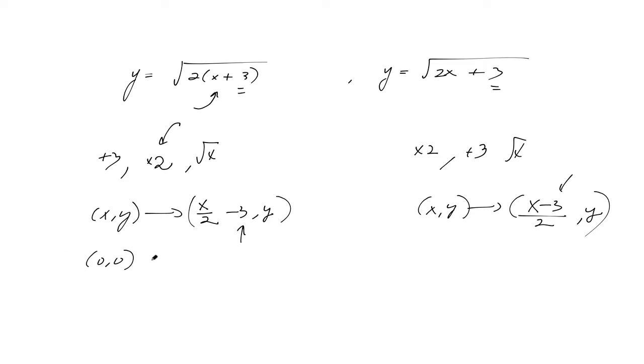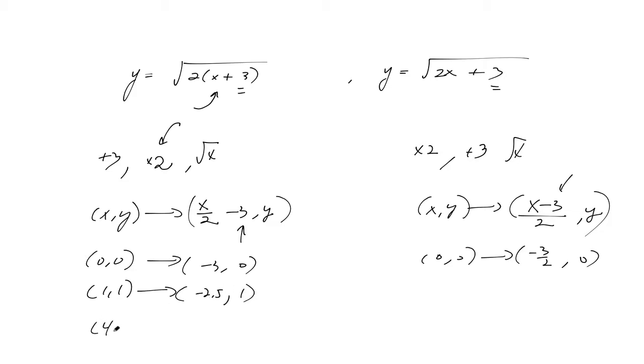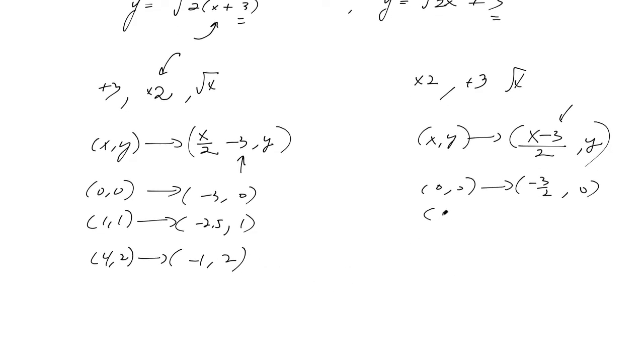So if you transform the origin, you get here negative 3, 0. So look at the origin. It moved negative 3 units. Here, do you see it's going to be a minus 3 over 2, which is 1.5 and 0. Plug in 1, you get minus 2.5 and 1, and plug in 4 and 2, you get minus 1 and 2. You get negative 1 and 1. 4 and 2, you get a half and 2.